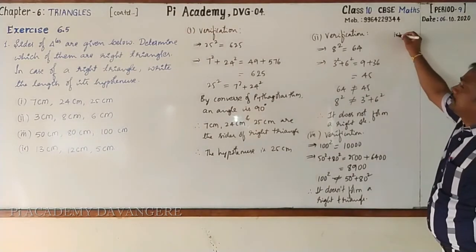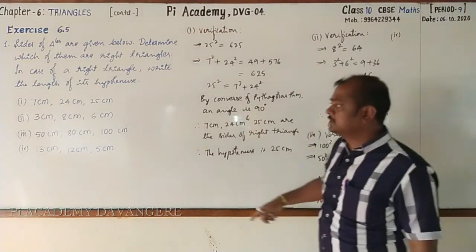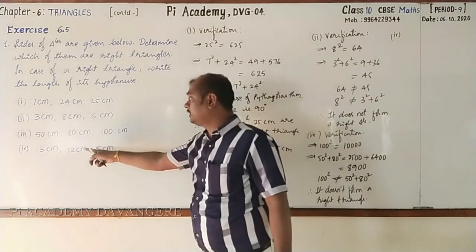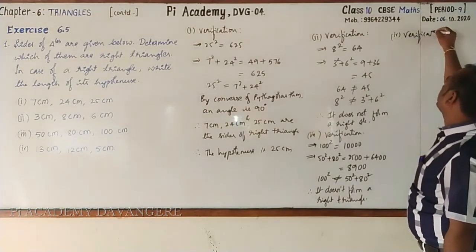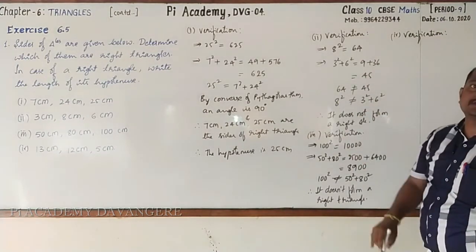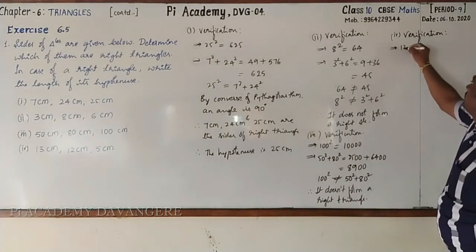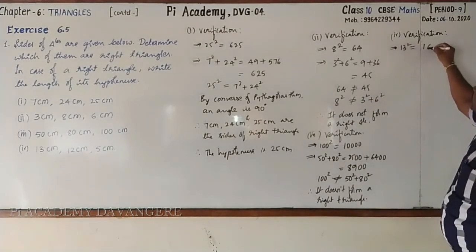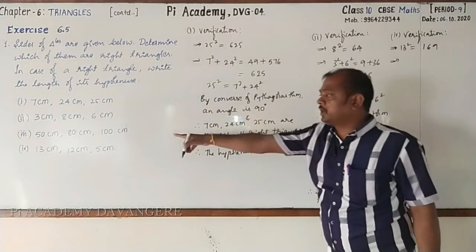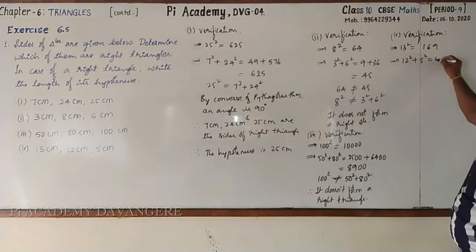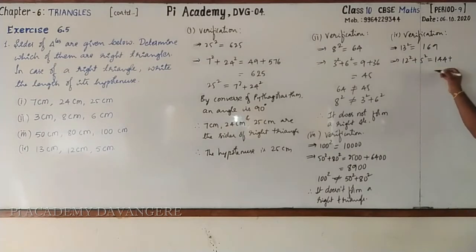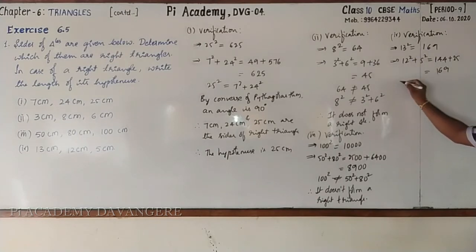Next, let's move on to the fourth one. What is the fourth one? 13 centimeter, 12 centimeter and 5 centimeter. In verification, we first write the longest side, which is 13. So 13 square is equal to how much? 169. Next, the sum of squares of the other two sides, 12 square plus 5 square. 12 square is 144. 5 square is 25. Add these two: 169. Now we can write 13 square is equal to 12 square plus 5 square.